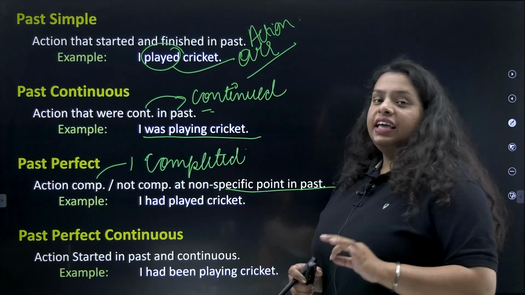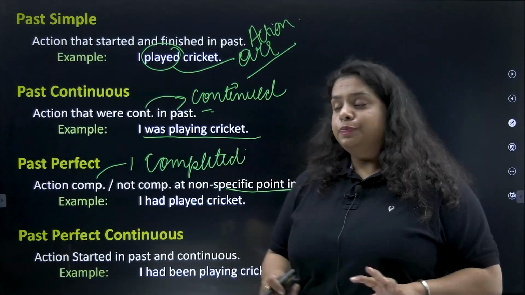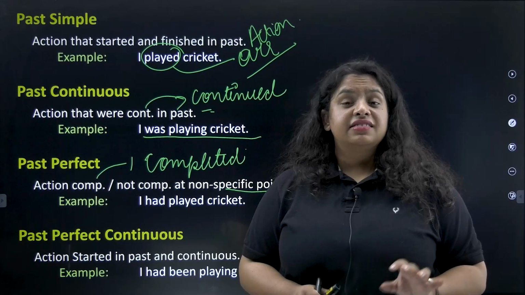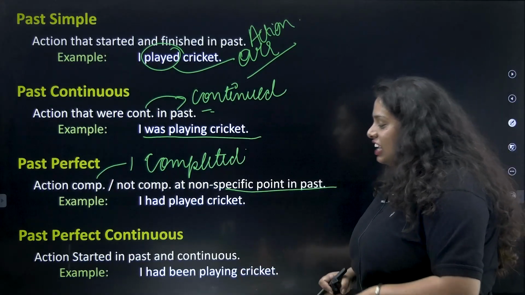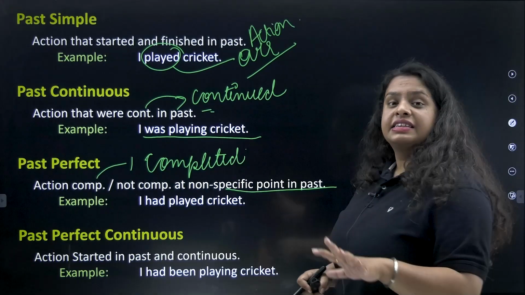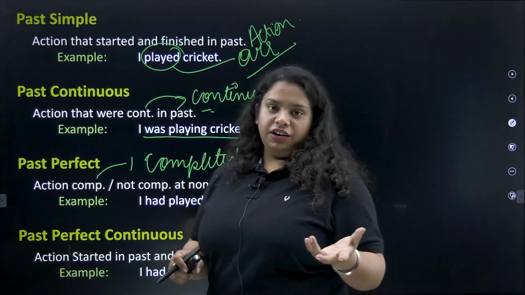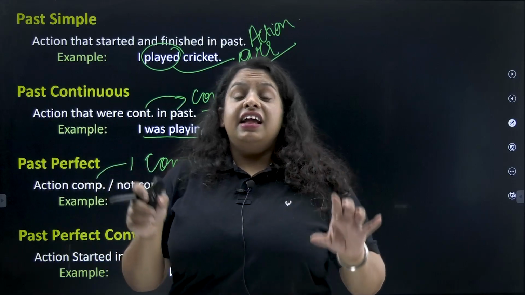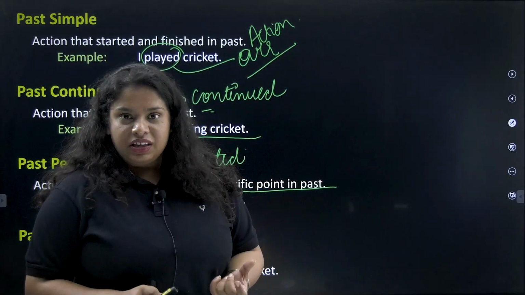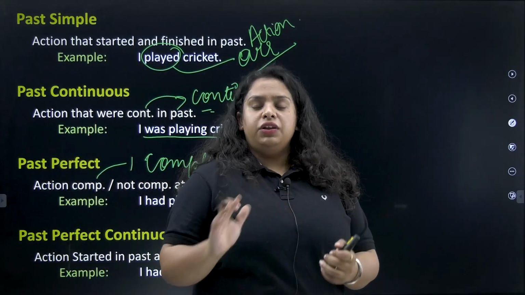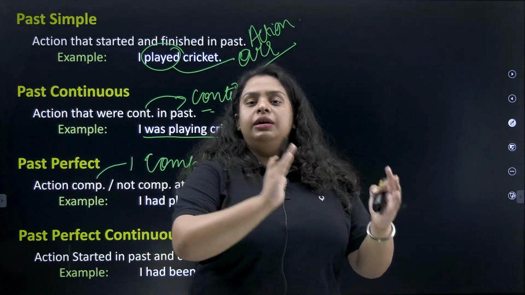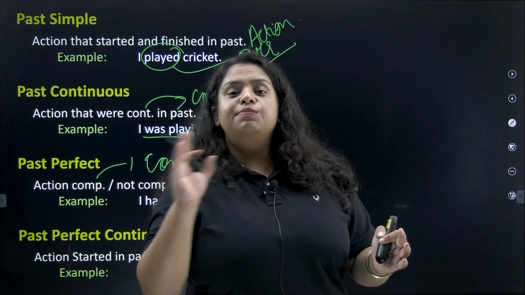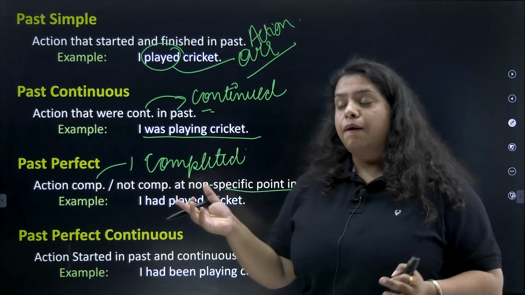Now let's see what is the trick to remember framing of sentences in the past perfect continuous tense. So this speaks about the action that started in the past and is continuous. See, we used this same statement for the present as well. So when we talk about the perfect continuous tenses, they are similar, in that the action is complete, but it has been in a continuing motion.